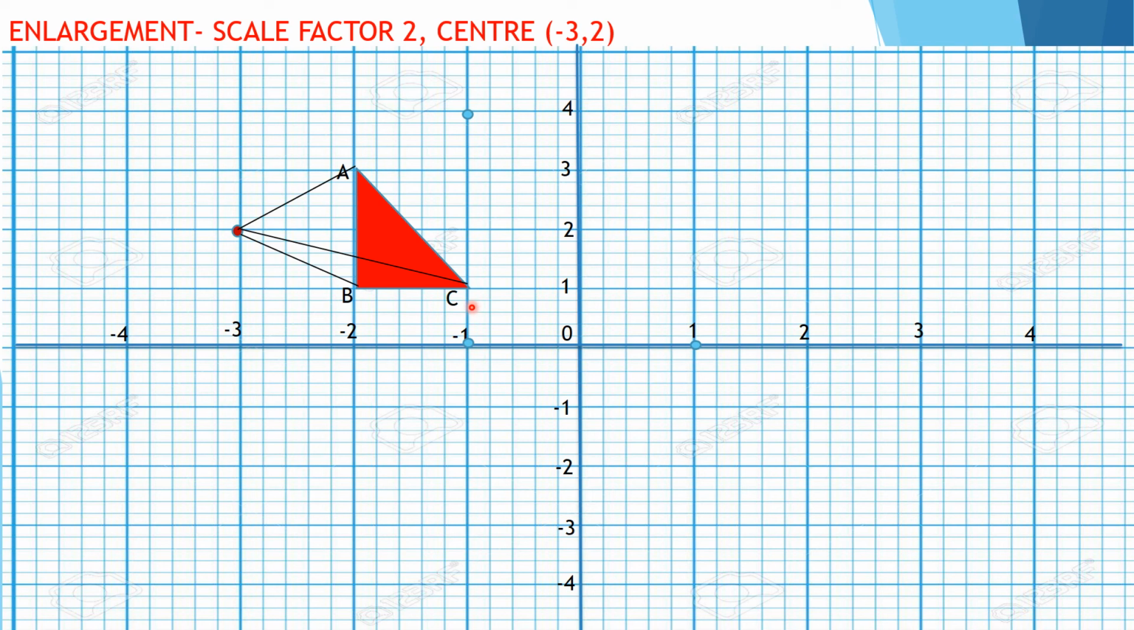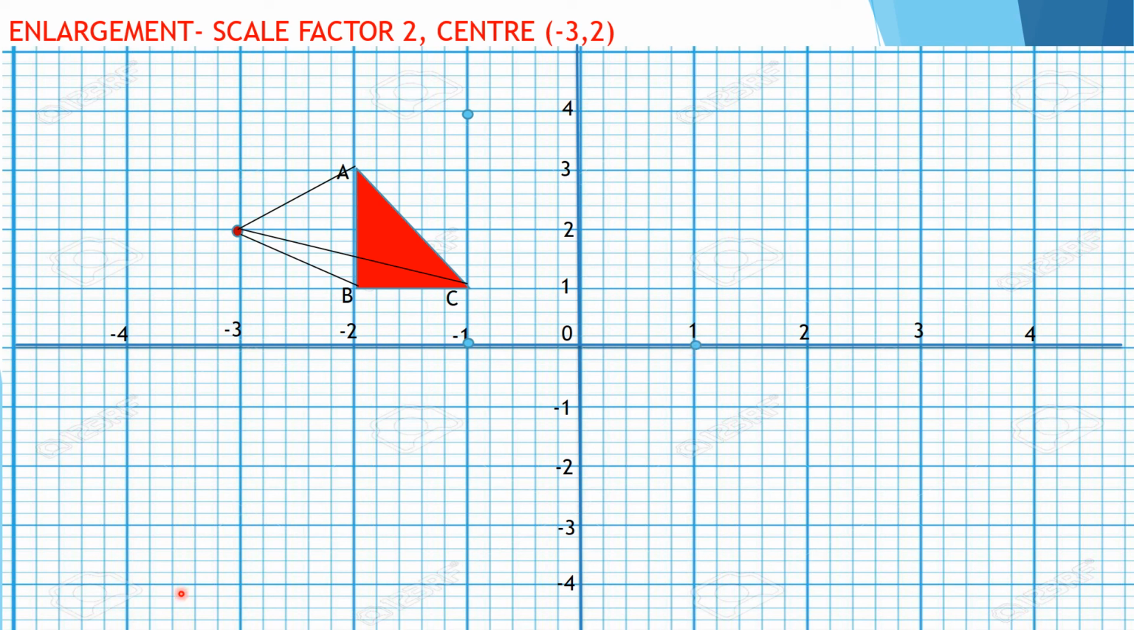Okay, now for C, for the side I have 2 units, and for the vertical I have 1 unit. So I'm going to multiply the vertical by 2. If I multiply 1 unit by 2, I will move twice, that is 1, 2. For the side I have 2 units. If I multiply, I'll have 4. So from here I will have 1, 2, 3, 4. This is where I will have my C prime.